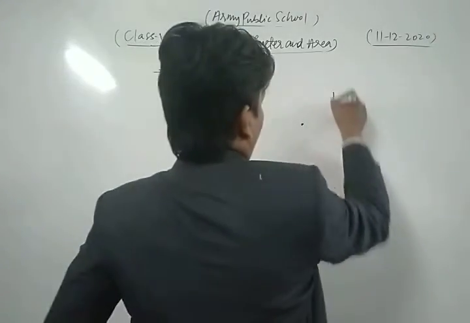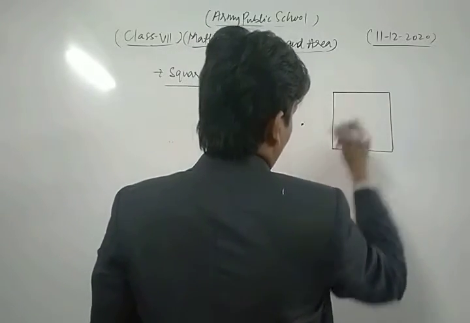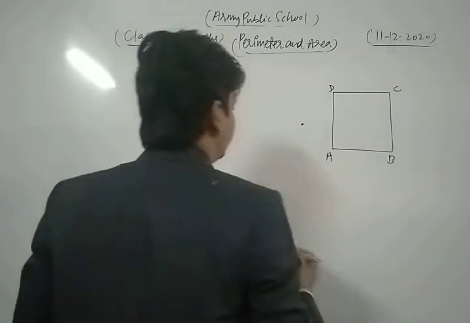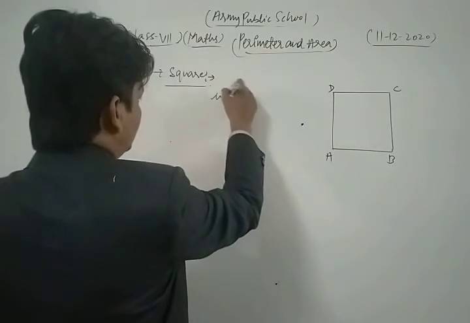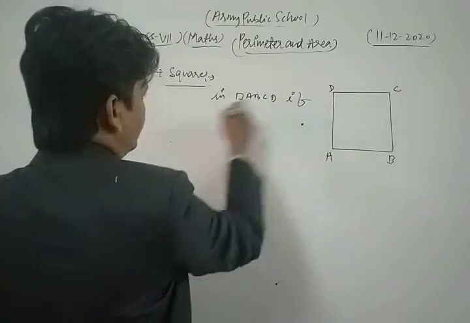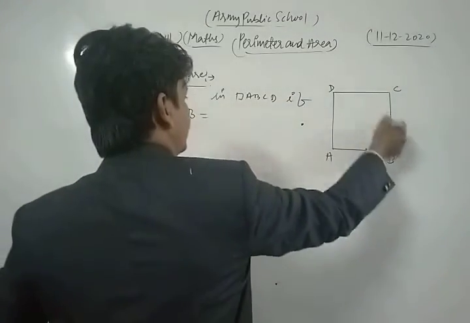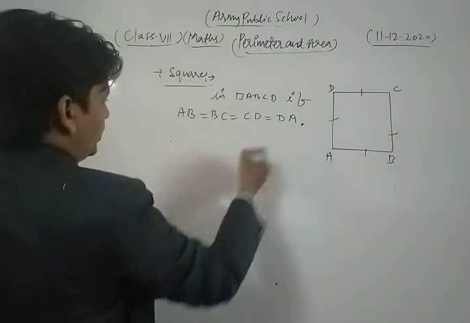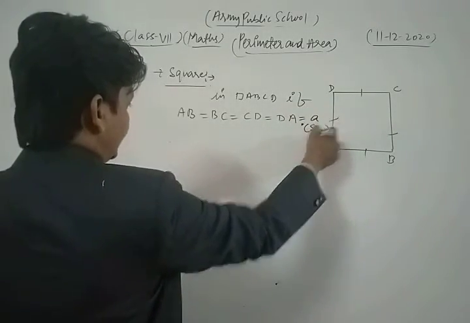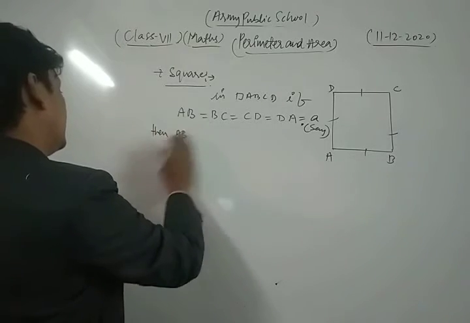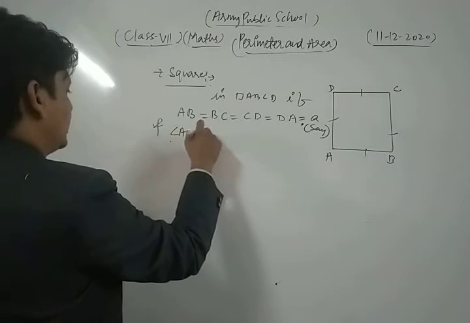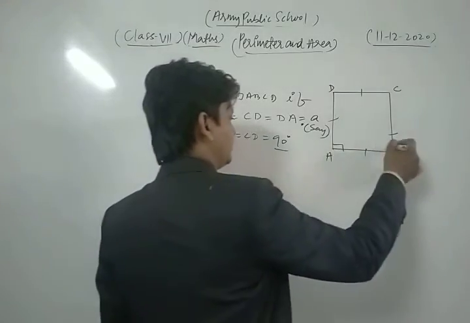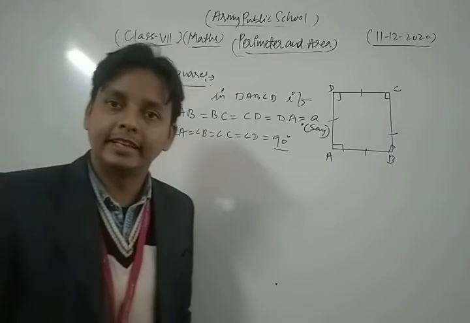Suppose this is ABCD, a square. In quadrilateral ABCD, if AB is equal to BC is equal to CD is equal to DA, each equal to A say, and each angle A is equal to angle B is equal to angle C is equal to angle D is equal to 90 degrees.